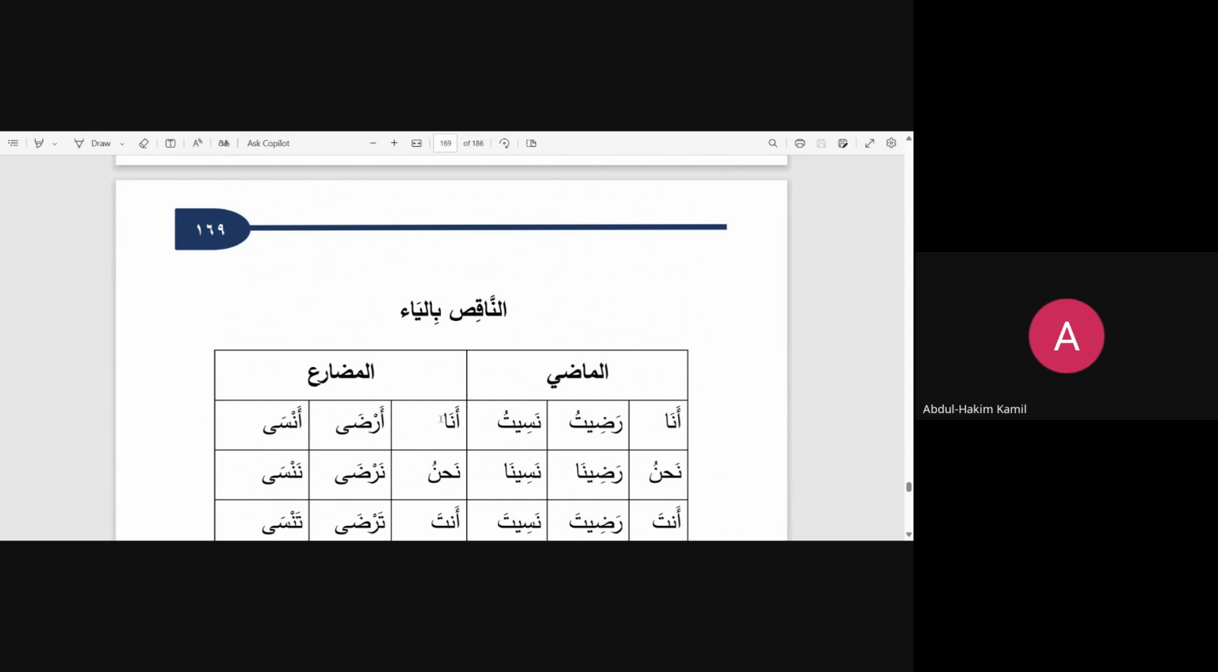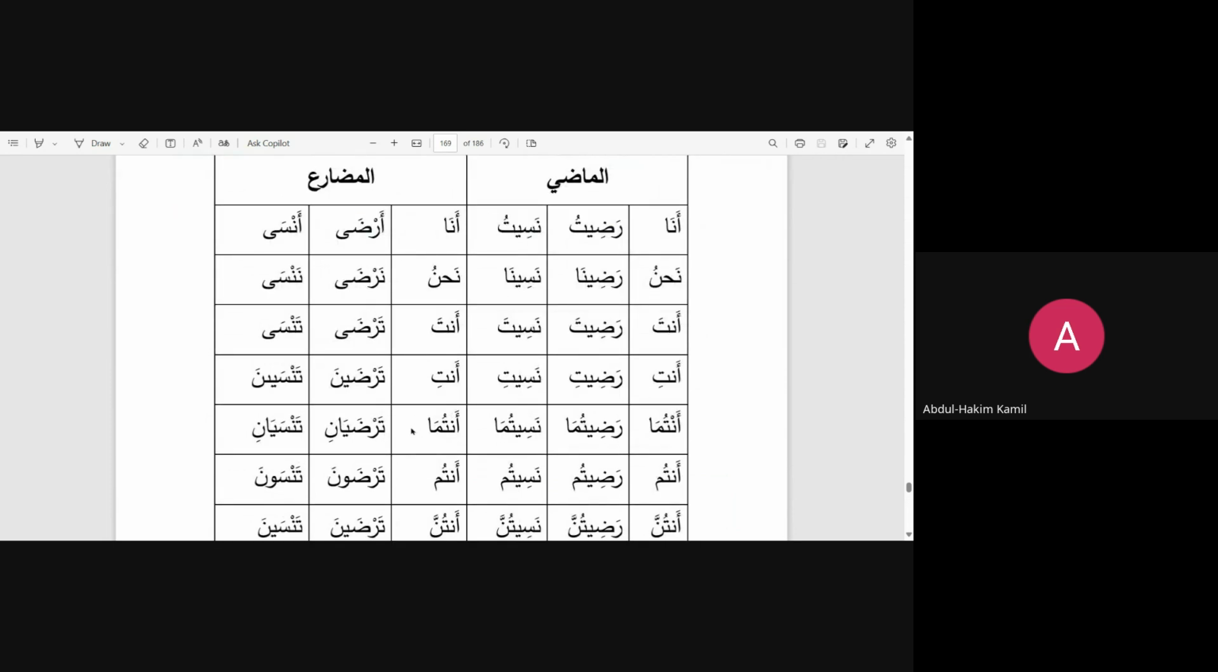Now we do the mudari. Naam. Nahnu? Naruda. Anta? Taruda. Anti? Tarudaina. Antuma? Look at these two. That aleph got changed to a ya. First one is the ya of mu'annath al-mukhataba. Anti tarudaina. Antuma, there was an aleph there. It's taruda. But when the muthanna got attached to the aleph, you have to switch it.